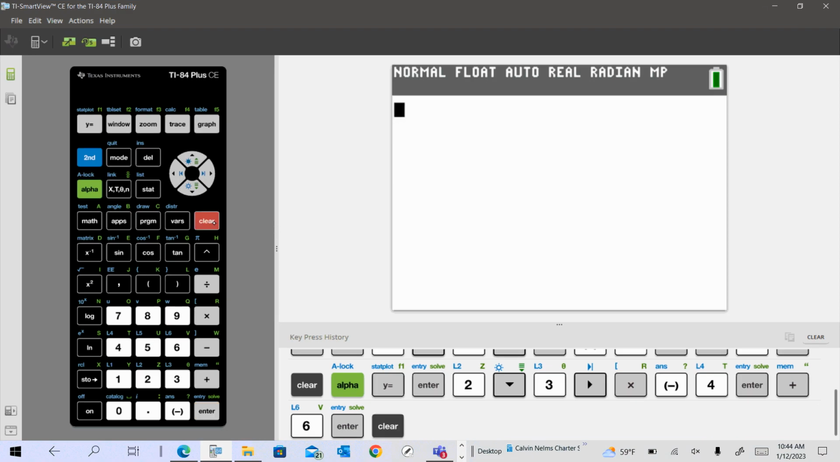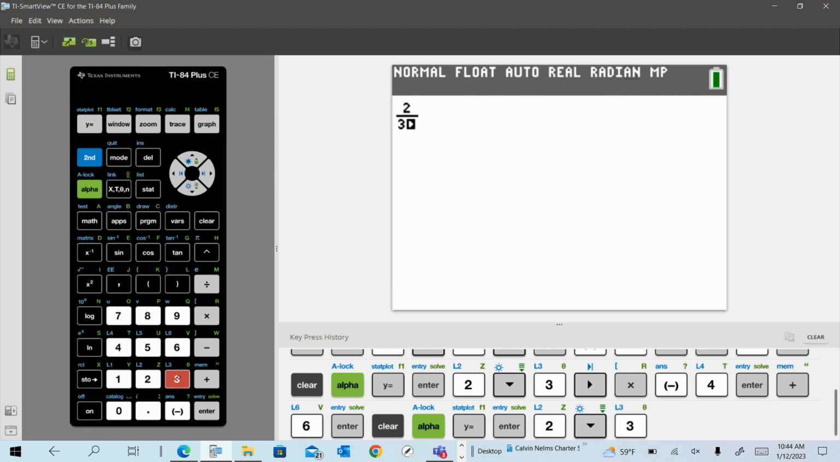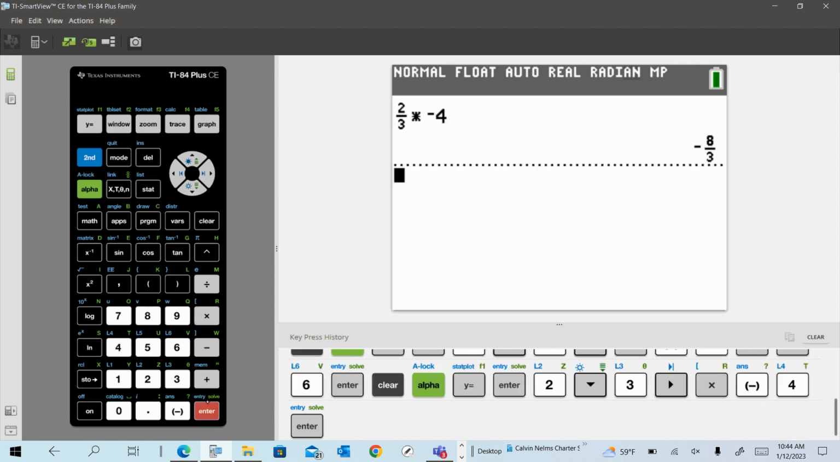Let me clear this out. Get your calculator in your hand, because moving forward, I cannot give you hints on keystrokes when you're taking your test. So who remembers how to get to the fraction box? Very good. Alpha y equals, enter. We're going to take the fraction 2/3, so put the 2 at the top of the box, arrow down, 3 in the bottom box, arrow to the right, and now times a -4. And there is our answer.